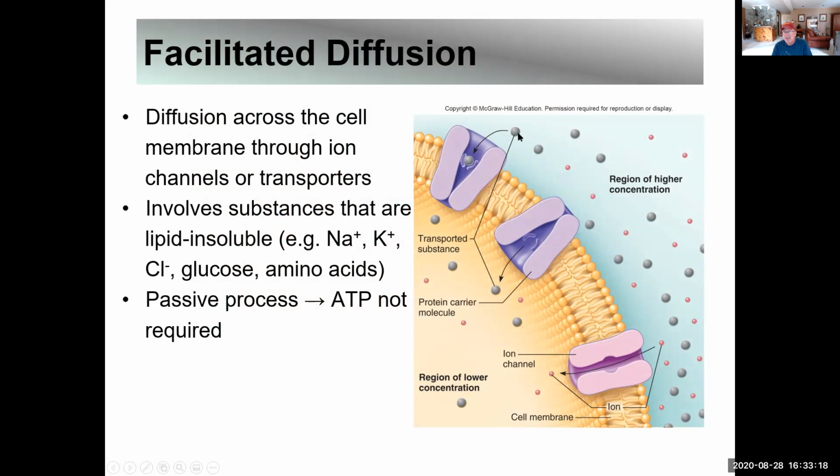And so what happens is it actually binds to a particular protein, as we see has occurred here. That protein shuttles that substance from the outside into the cell. So this is a protein carrier molecule that shuttles just this substance. And that shuttling, if you will, of the substance continues until the concentration is equal across both sides of the membrane.